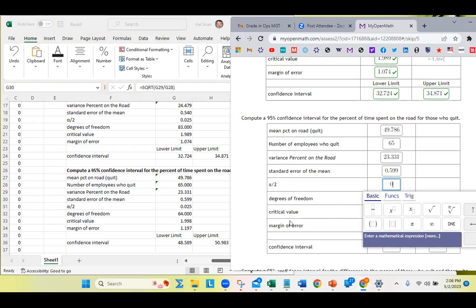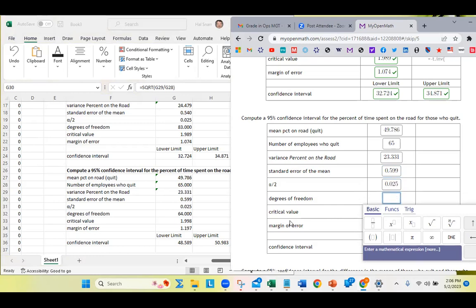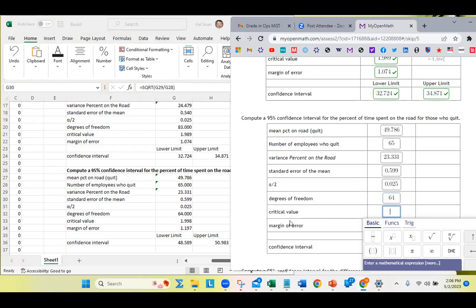The alpha divided by 2 is 0.025. Degrees of freedom are 64, 65 minus 1. My critical value is 1.998. Yours should be different.